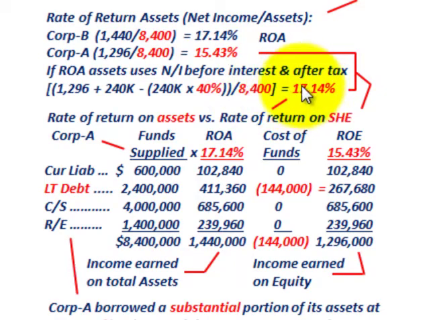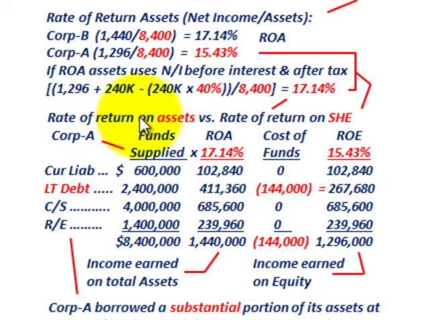We're going to come up with that 17.14%. So in this case, Corp A compares with Corp B here at 17.14% for the return on assets. Now, let's further look at this logic for Corp A. We're going to be looking at the return on assets versus the return on equity, and it's good to go through this chart.